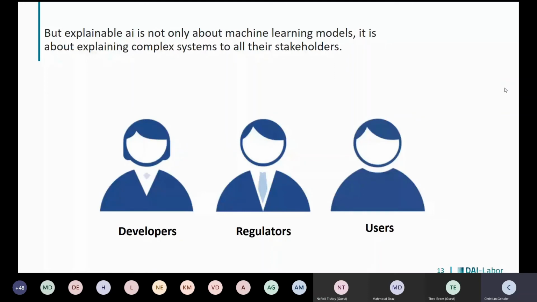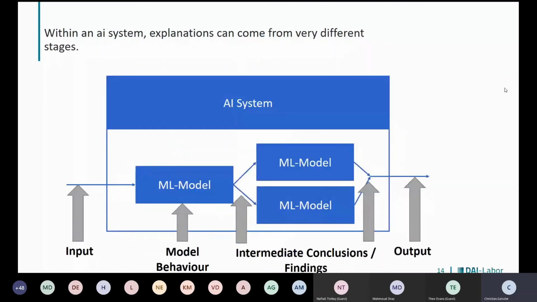Within an AI system, explanations can come from very different stages. For better transparency, a user might be better informed about the whole input information that is put into the system. The user is also interested in seeing the whole output of a system, whether or not he is being tracked, or something like that. But for some users, it's often already a real benefit if you can show intermediate conclusions.